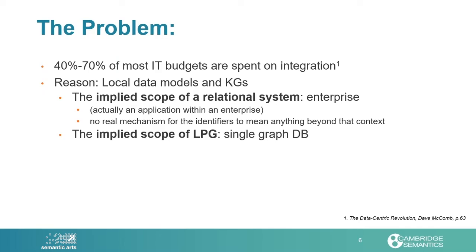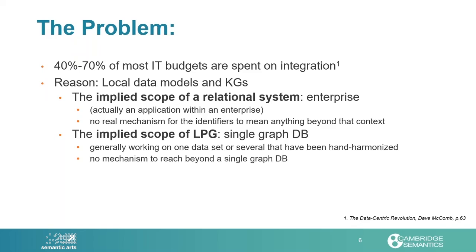In the last, I'd say 10 years or so, we have seen the advent of labeled property graphs. When you see me use LPG, that means labeled property graphs. These are graphs where you can name the edges and give a label to the nodes to say what kind of nodes they are. But here again, the implied scope of a typical labeled property graph is a single graph database. You're generally working on one data set or maybe several data sets that have kind of been hand harmonized.